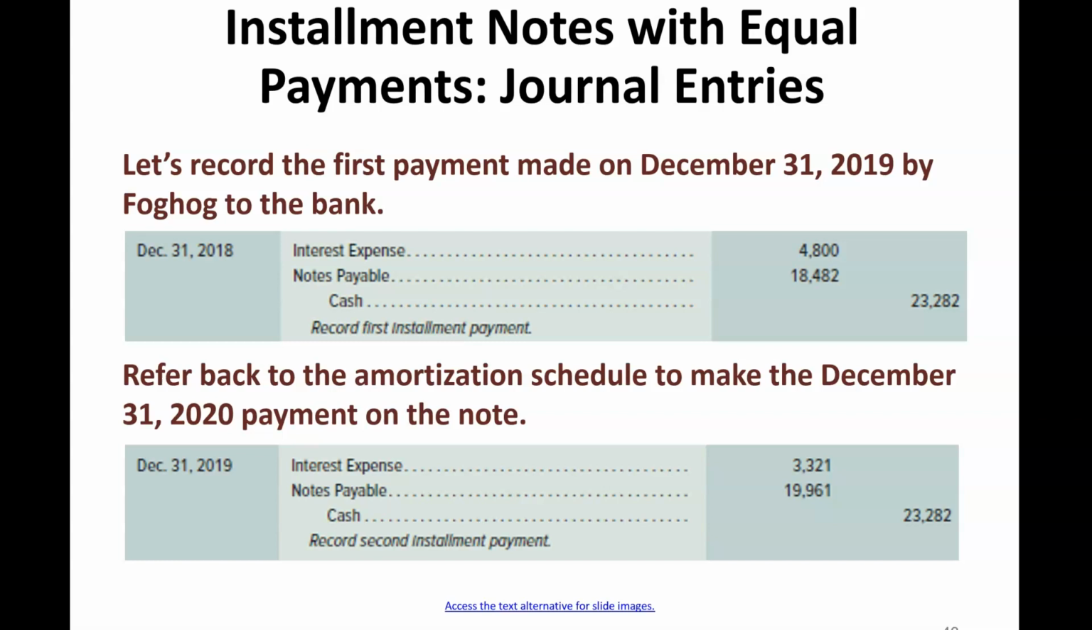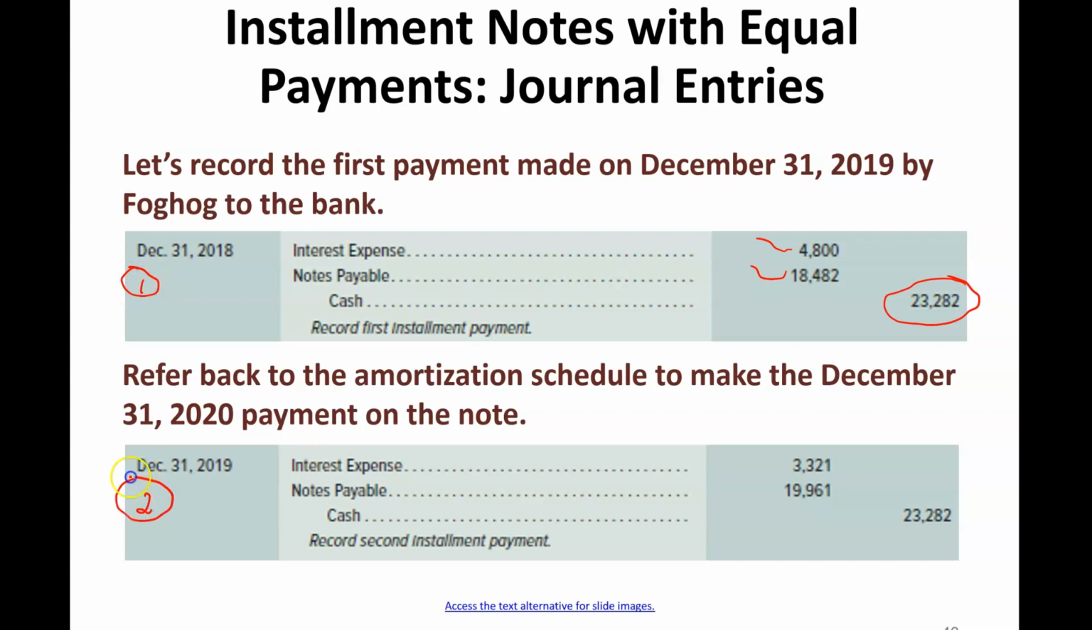So at the end of the first year, we're going to make our annual payment of $23,282. $4,800 goes to interest. That is $60,000 times 8%. And then the difference goes to notes payable to decrease the value, decrease the amount of what we owe.